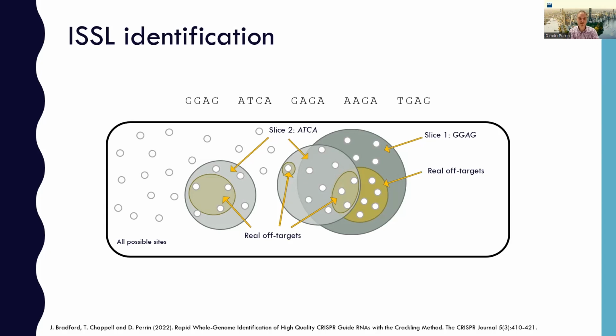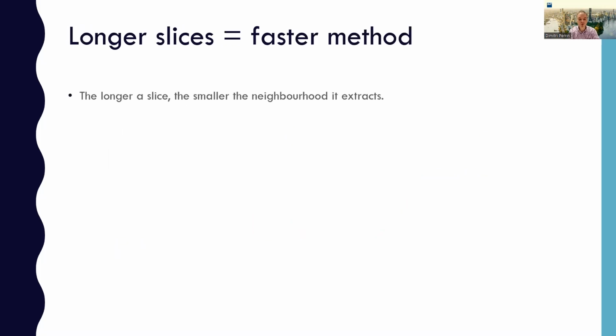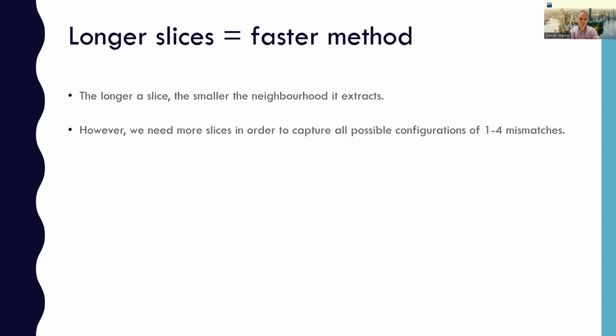But of course, because of these 16 bases that are left free to be any base, it's still a very large neighborhood. And so we want to find ways to make that neighborhood even smaller. The longer the slice that we use, the smaller the neighborhood that it extracts because it has fewer degrees of freedom. However, the challenge is now that we need more slices to be sure that we capture all the possible configurations of 1 to 4 mismatches.